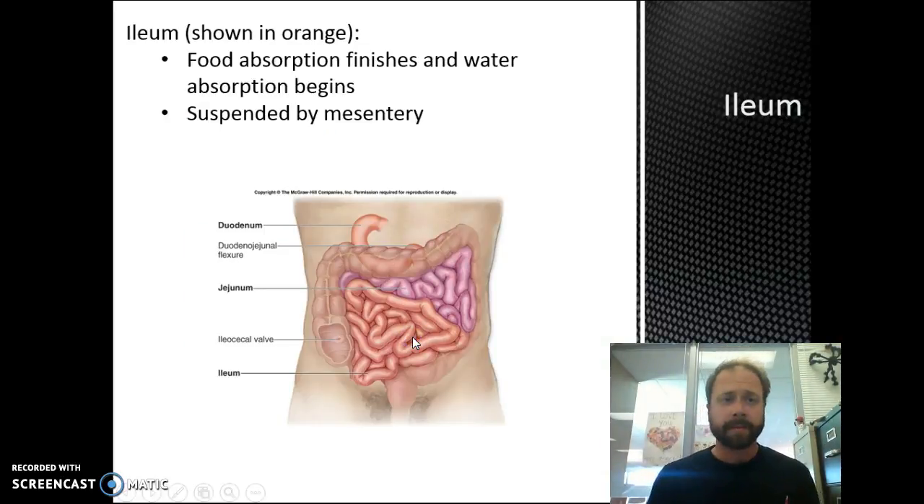Okay, so let's talk about the ileum. The ileum is, like I said, the other corner here. This is the orange looking intestines. And this is where you're going to finish up your food absorption, and you're also going to start water absorption as well. And again, that is suspended by mesentery. So we've got the duodenum, where we're going to finish up some digestion, and then the jejunum, where we are going to start absorbing the food and the nutrients, and then the ileum, where we're going to finish up the food absorption, and start with the water absorption.